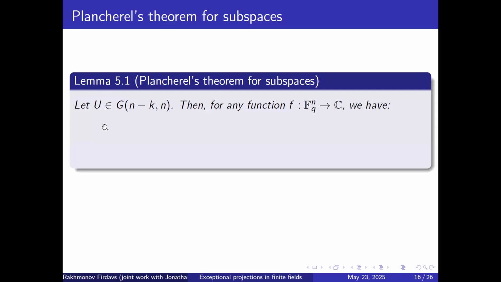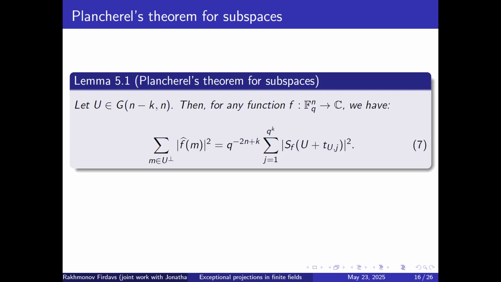If you take U to be an n minus k dimensional subspace of F_q^n, then for any function defined on F_q^n, we have the following identity. On the left-hand side, we have the L2 norm of the function over the subspace. On the right-hand side, we have this sum.